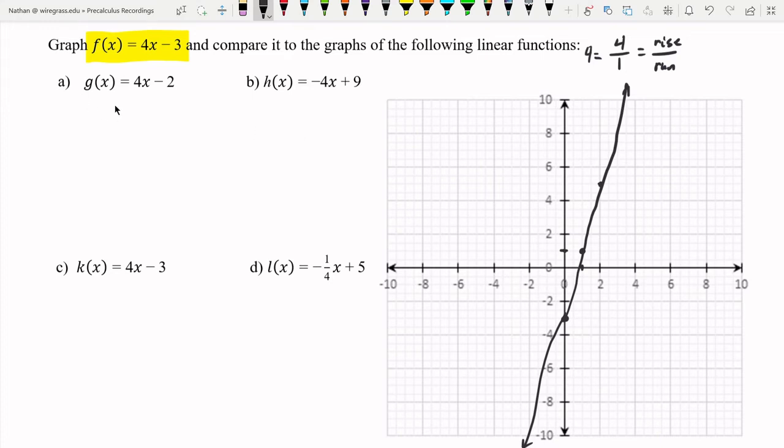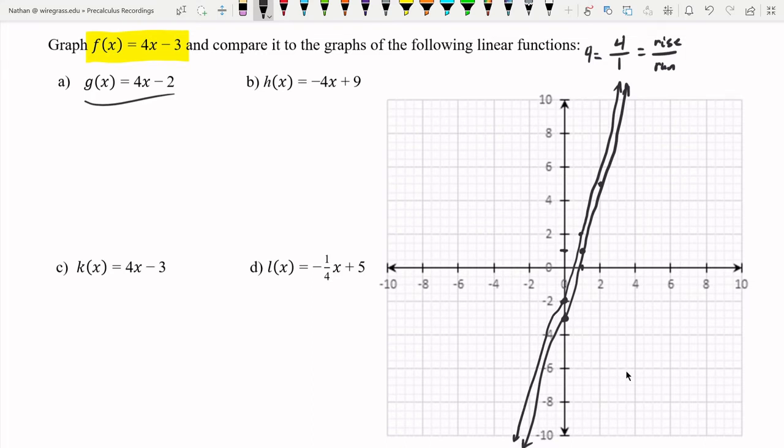All right, now let's look at g of x. G of x is almost the same thing, except now we have negative 2, the slope of 4 though. Negative 2 is here on the y-axis. I'm going to go up 4 units, 1, 2, 3, 4, over 1. And I'm going to draw a line through that. It's not great, but it's by hand, so that's what we expect.